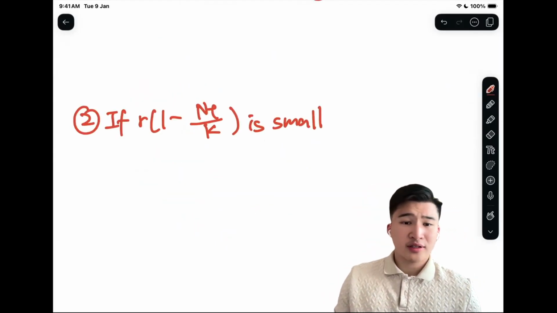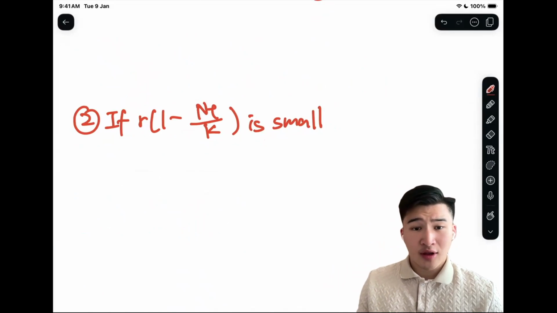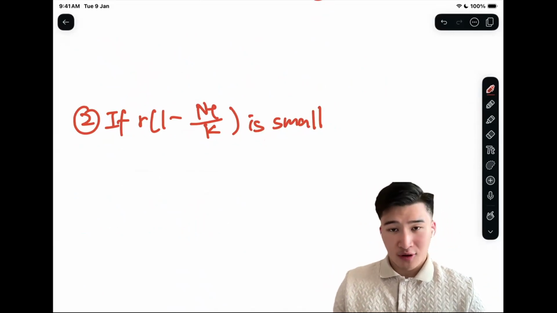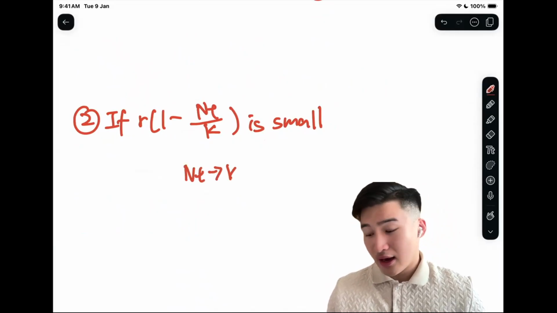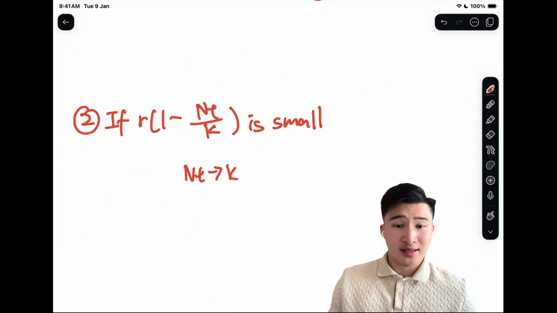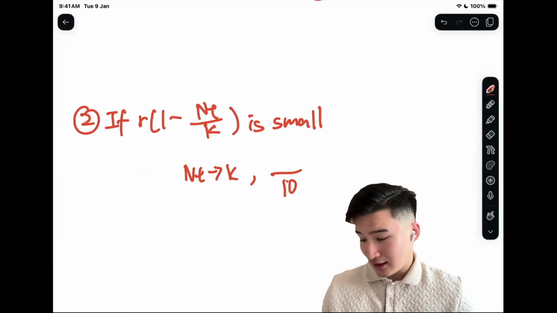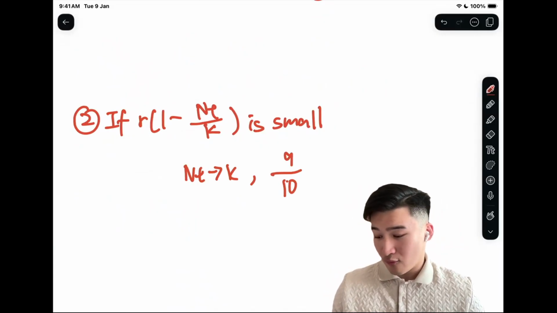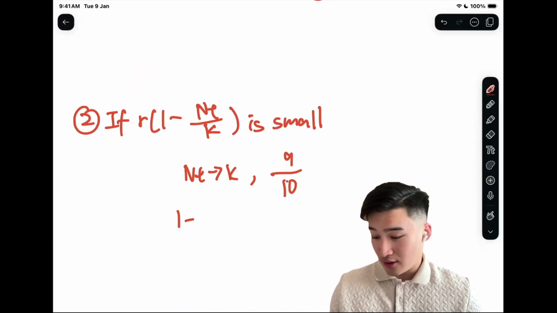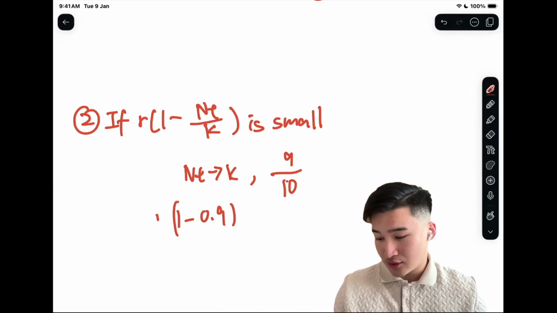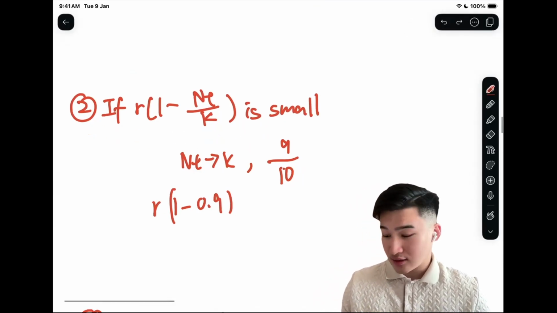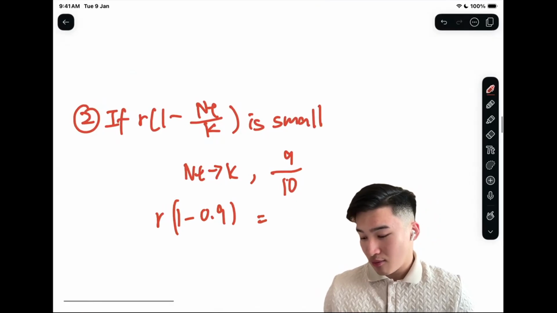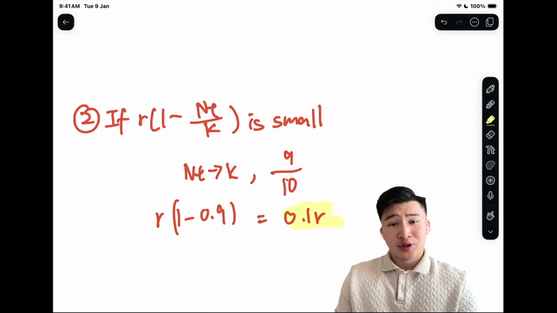Now, if R times 1 minus NT over K is small, well, first of all, how do we make it small? We make it small by having NT approach K. I can give you an example. Let's say K is 10 and NT is 9. So we have 1 minus 9 over 10 as 0.9, and then 1 minus 0.9 is 0.1, so it's 0.1 times R.